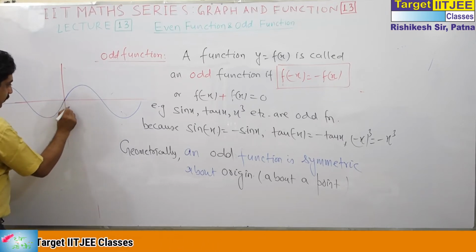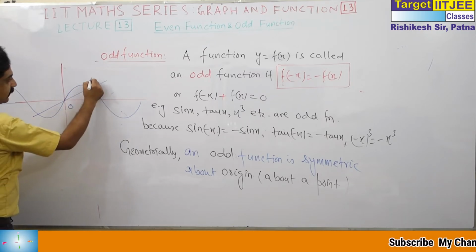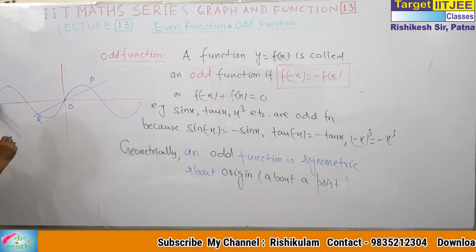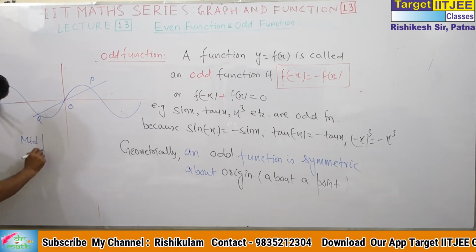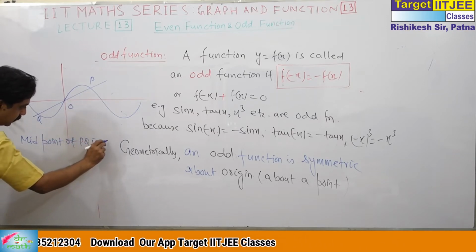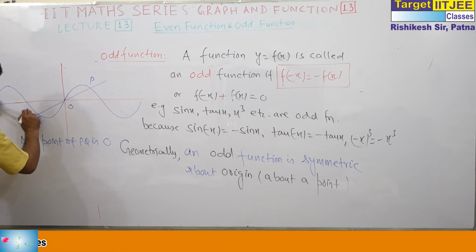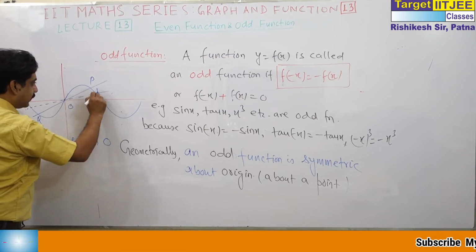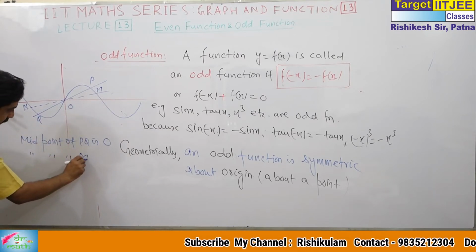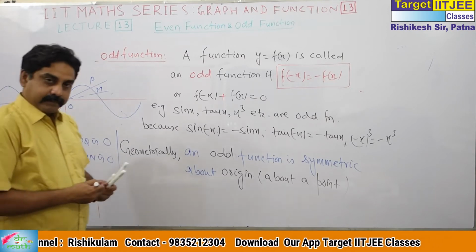Draw a line through the origin such that it cuts P and Q. The midpoint of PQ is O, the origin. This is symmetric about the origin. Suppose you draw another line that cuts at M and N. Then the midpoint of M and N is the origin. This is symmetric about a point.